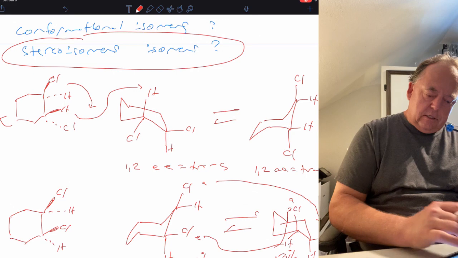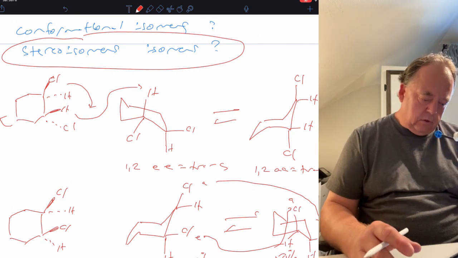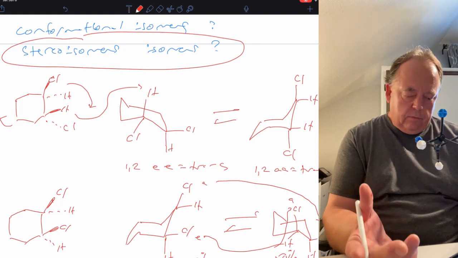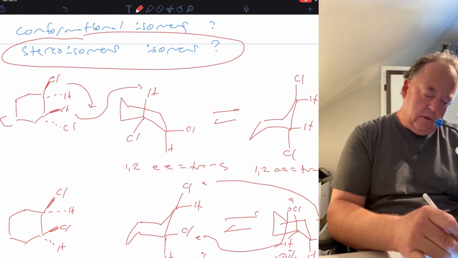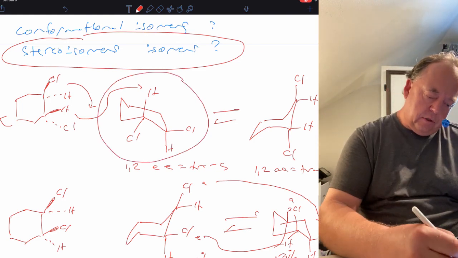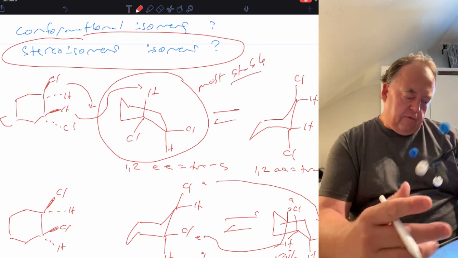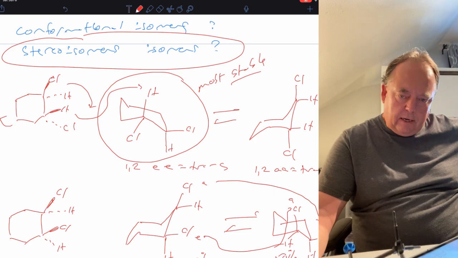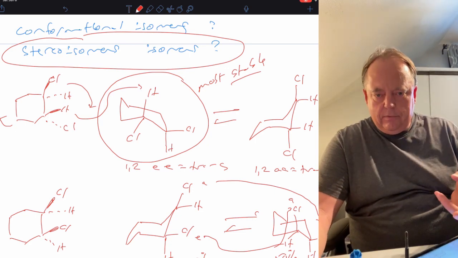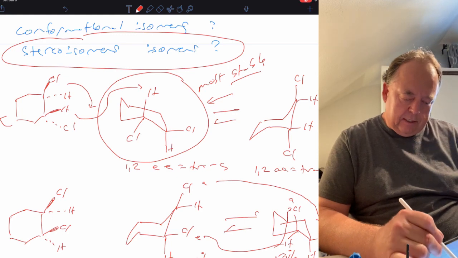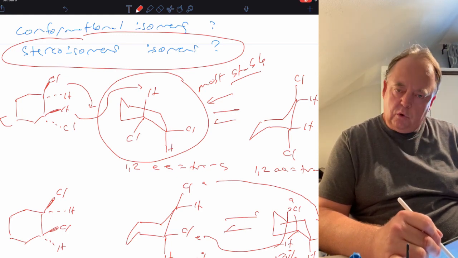But how about the trans isomer? If it's trans, you could either have both equatorial or both axial. So which would be more preferential would be the one where they're both equatorial. So this would be the most stable. So if I gave you trans 1,2-dichlorocyclohexane and asked you to draw the most stable conformation, you would have to draw it as a chair, and you would have to recognize both of the chlorines need to be equatorial.